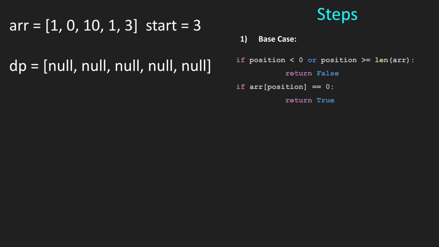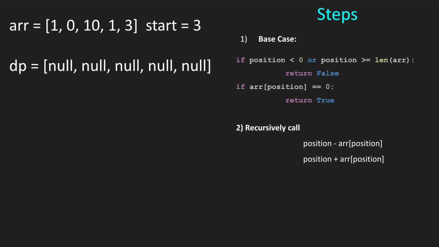Our first base case is that if we are at a certain position and we are going beyond our array, which means that the position is less than 0 or the position is more than the length of our array, then in that case we return false. It means that we cannot reach the index where the value is 0. The second one is if the value at that position of the array equals 0, which means that we have found the index where the value is 0, so we return true.